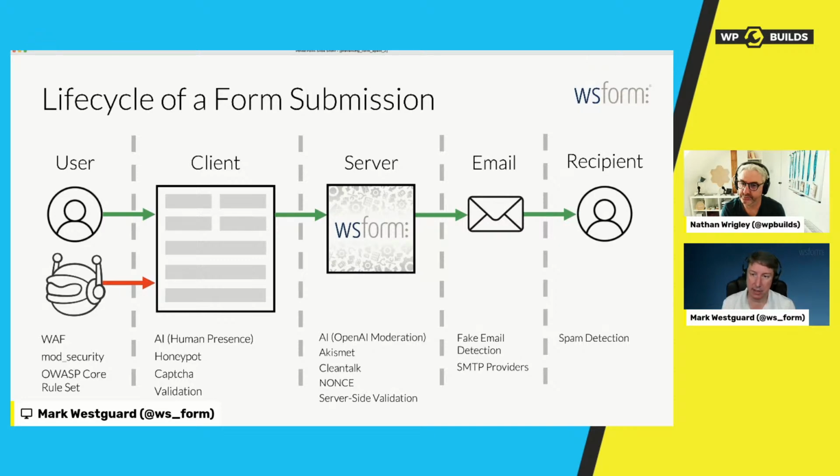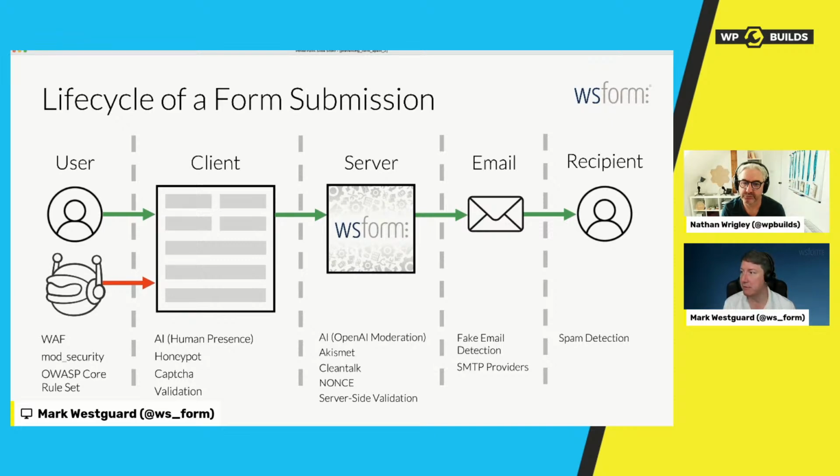On the email side, there are different services that you can use to detect things like fake emails. There are emails called disposable email addresses, which spammers will tend to use. And we can detect those and see if there are actual submissions coming through using those fake email addresses. We can also look at SMTP providers to improve the deliverability of the emails that we do want.